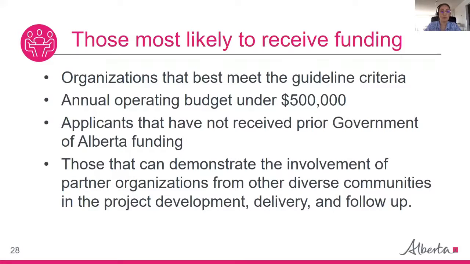And to recap from our sessions last week, organizations that are the most likely to receive MIIG funding include organizations that best meet the guideline criteria, organizations with an annual operating budget under $500,000, applicants that have not received prior Government of Alberta funding, and those that can demonstrate the involvement of partner organizations from other diverse communities in the project's development, delivery, and follow-up.